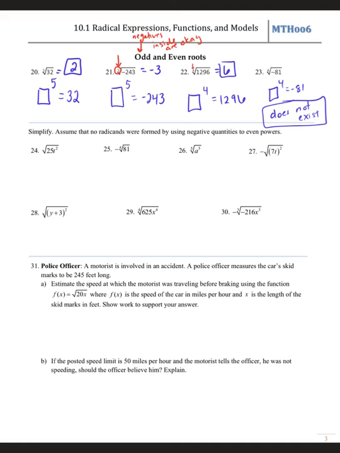And you will see here, this one does not exist because we need to think of what number we can multiply by itself 4 times to give us a negative 1. Well, whenever this is an even number, we cannot have a negative, so it does not exist.